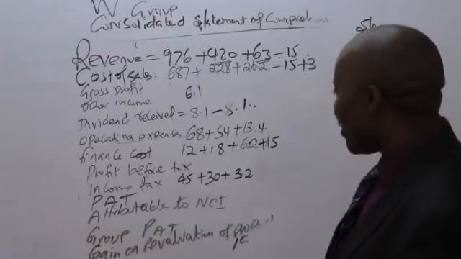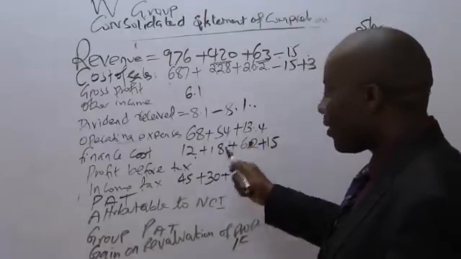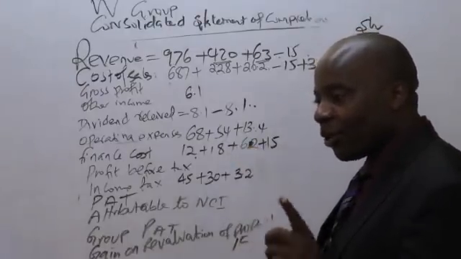Finance cost, what do we have here? This is 12, 18. This is 6.2, not 62. Please use your figures. Don't use my figures.